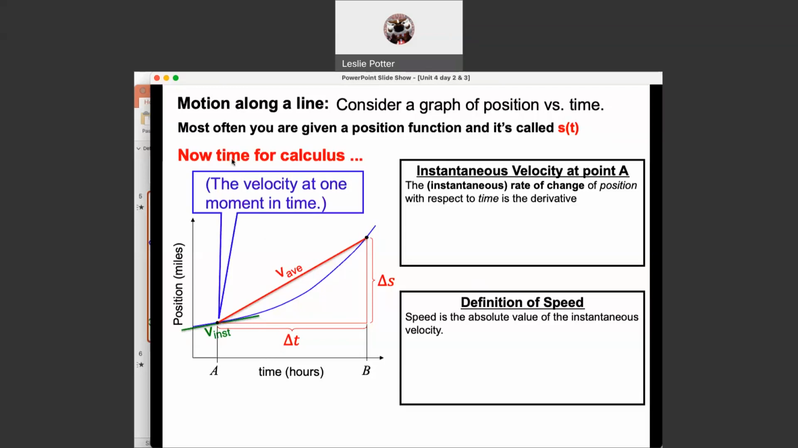But we can take a look at the instantaneous rate of change at several locations between A and B. Okay, so we'll do that in a second. So the instantaneous velocity at point A is the derivative of the position at point A. So we take the position function, we differentiate it, and we put in value A, and that is our instantaneous velocity. That will represent the slope of this line.